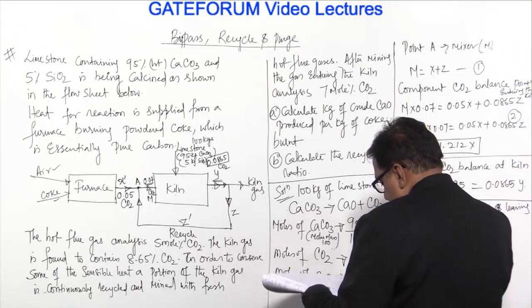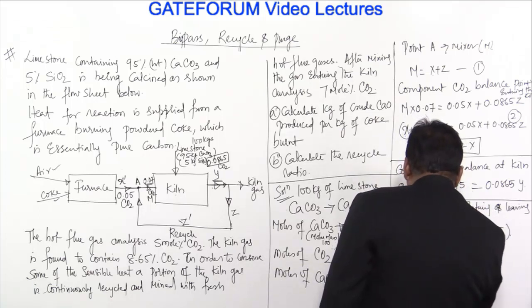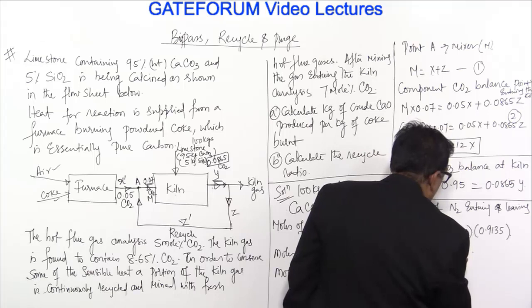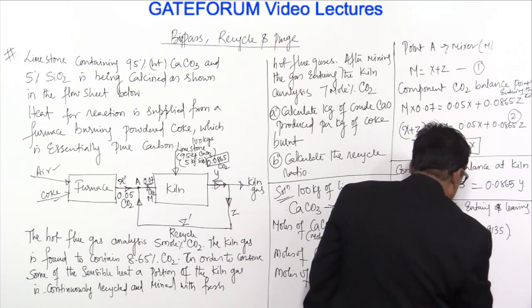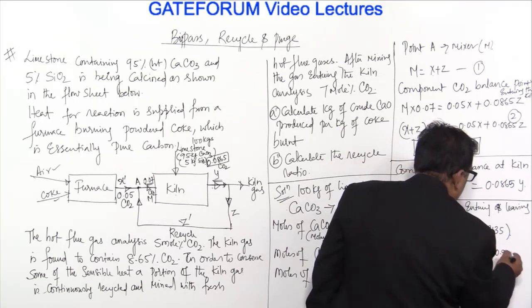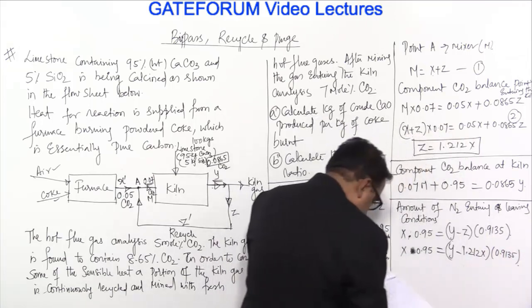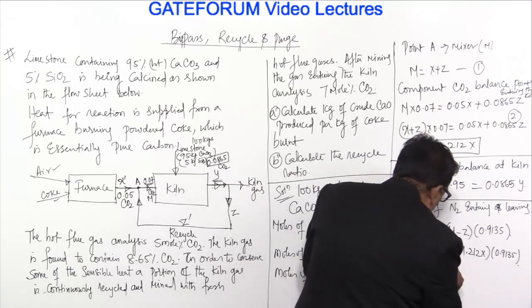So x into 0.95, otherwise you can put not here so that it will be clear. X into 0.95 is equal to y minus, substitute the z here, 1.212x into 0.135. Okay, so you can get the relation in terms of y. So y is equal to 2.25195x.